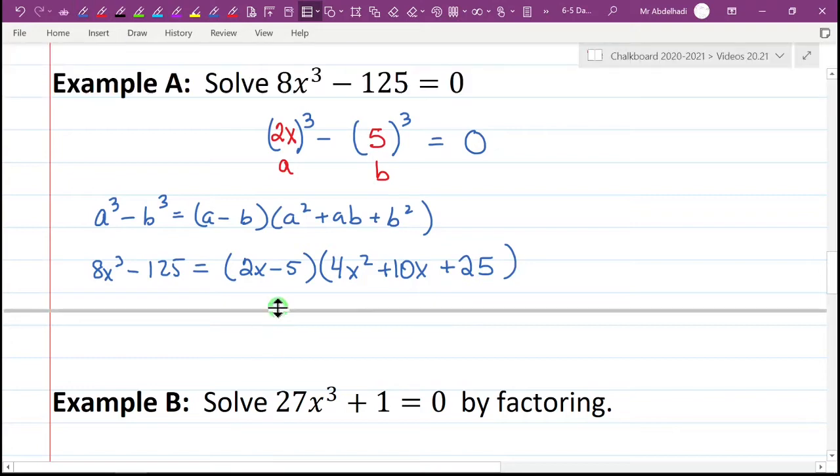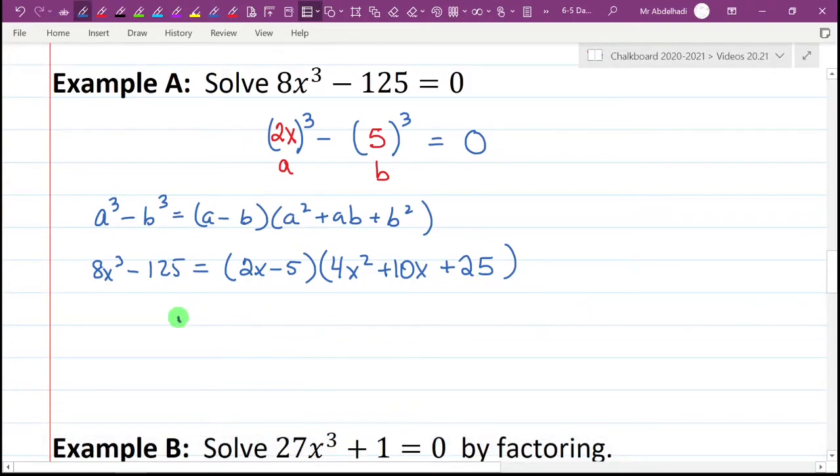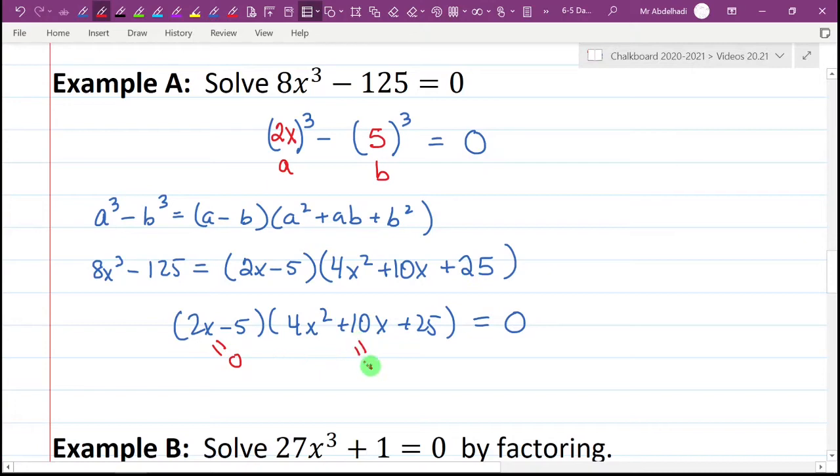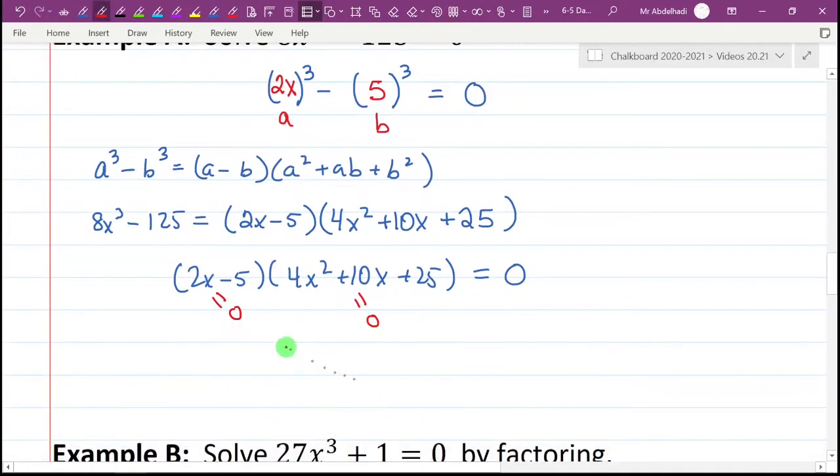Now that that's fully factored, we can solve our equation here. We have 2x minus 5 times this thing equal to 0. Once we get here, we have two factors equal to 0. We can use a zero product rule. So we can set this factor equal to 0, and we can set this factor equal to 0. Now, you might be thinking, okay, this one looks easy, but oh my God, what do I have to do with that? Do I have to factor that again, or do I have to use the quadratic formula? Well, good news. Whenever you do a difference or a sum of cubes, this second part here is not factorable and not solvable without getting imaginary answers. So this is not going to give you any real answers.